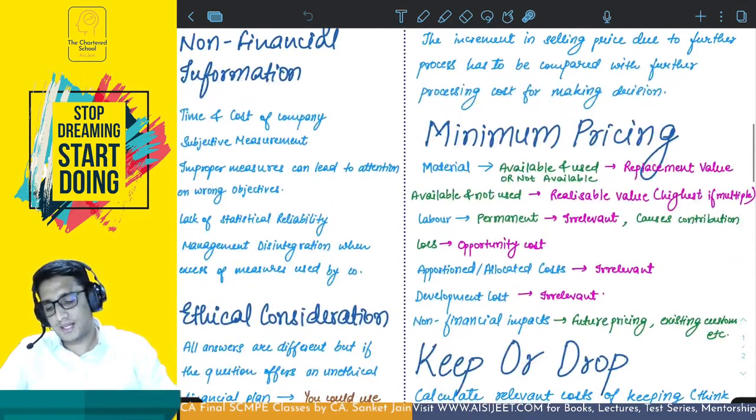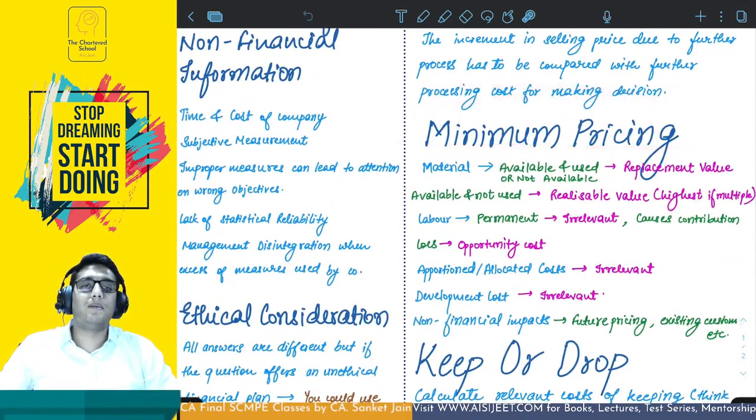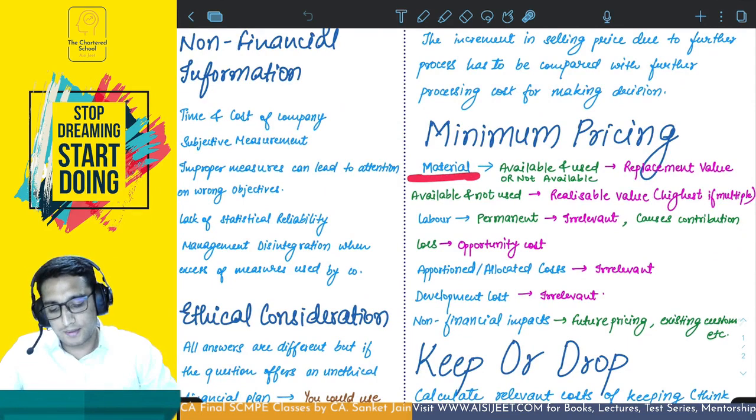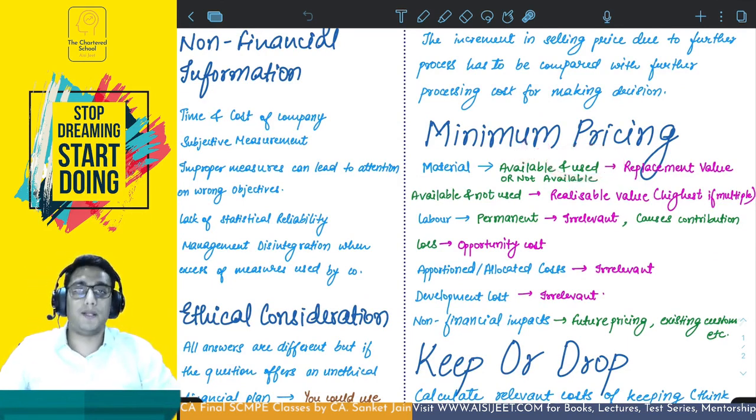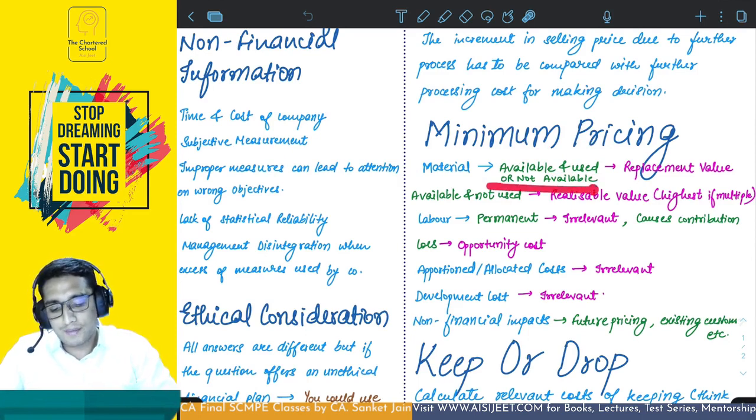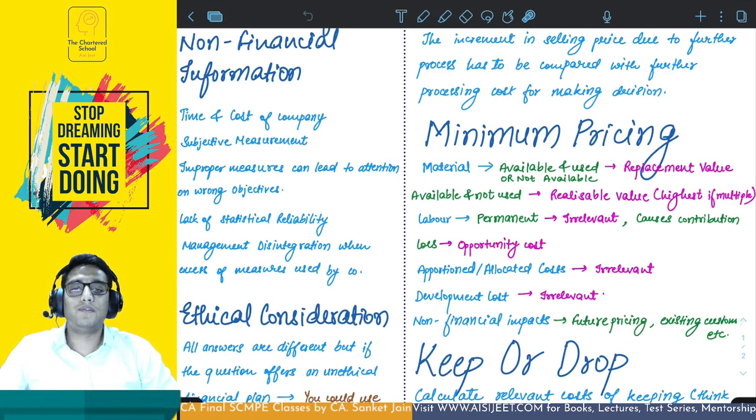Next type of question, minimum pricing. Remember certain points. If the material is available and used regularly, or the material is not available at all, you have to value it at replacement value. But if the material is available and not used, realizable value is going to be used.